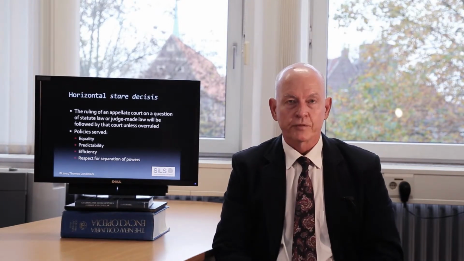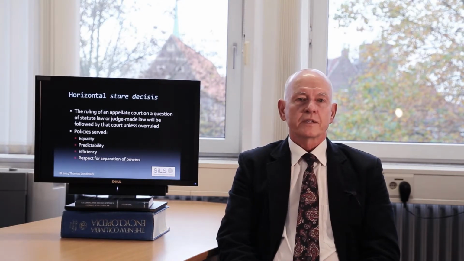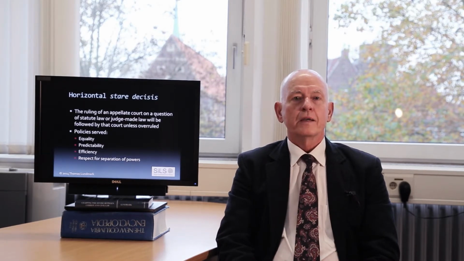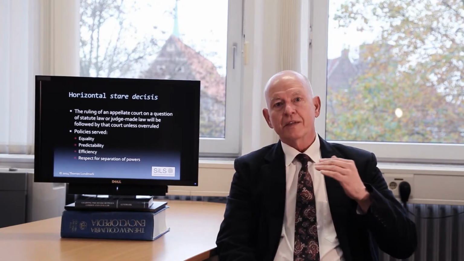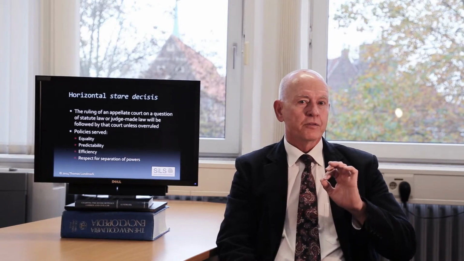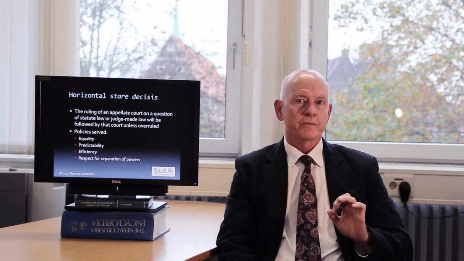We come now to the horizontal component of the doctrine of stare decisis. Stated succinctly, the ruling of an appellate court on a question of statute law or judge-made law will be followed by that court unless it is overruled. Notice that for the horizontal component of stare decisis, there are 4 jurisprudential justifications. The fourth I've listed here is respect for separation of powers.